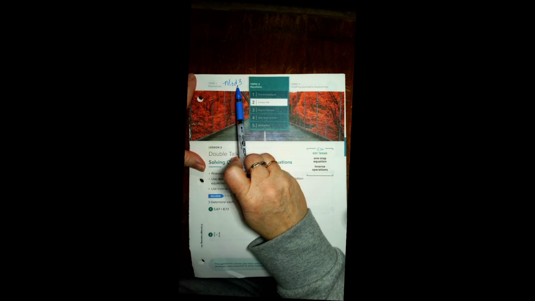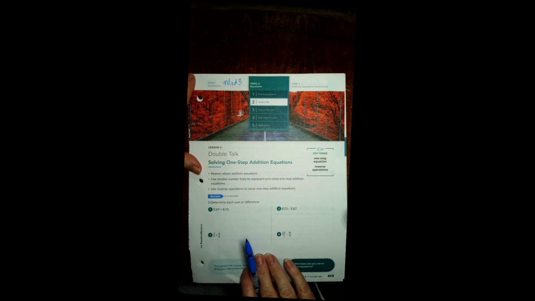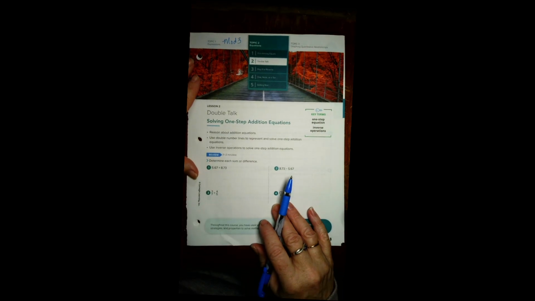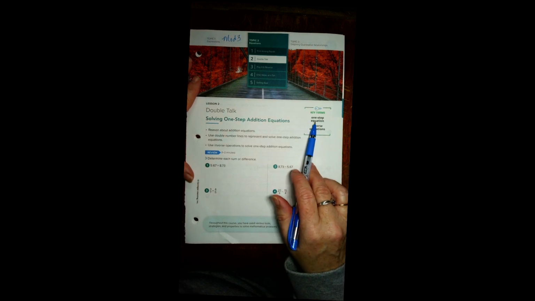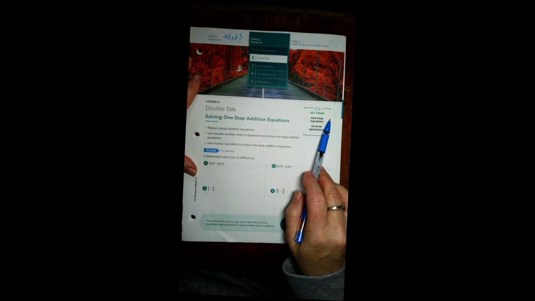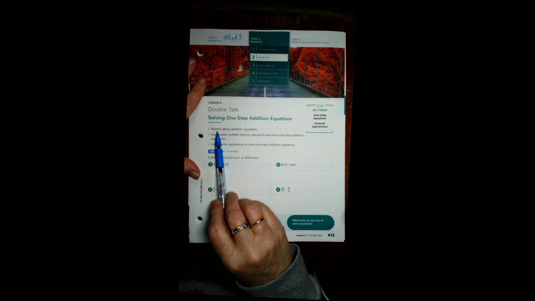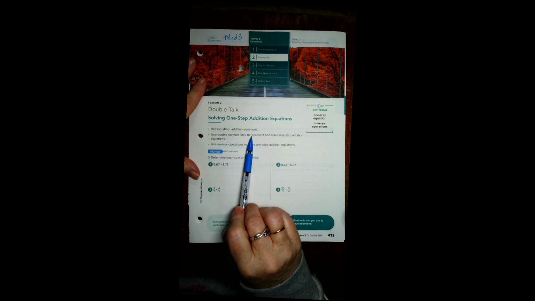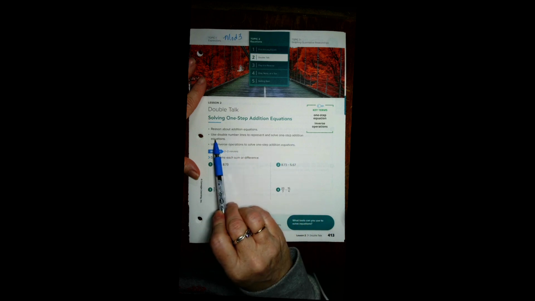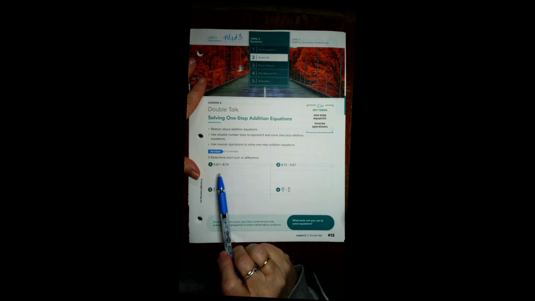Welcome back. We're moving right along, still in Module 3, Topic 2, Lesson 2, and we are on the Introduction and the Getting Started, page 413. Okay, so it says double talk, solving one-step addition equations, and that happens to be one of our terms, one-step equation, as well as inverse operations. So learning objectives, learning goals: reason about addition equations, use double number lines to represent and solve one-step addition equations, use inverse operations to solve one-step addition equations.